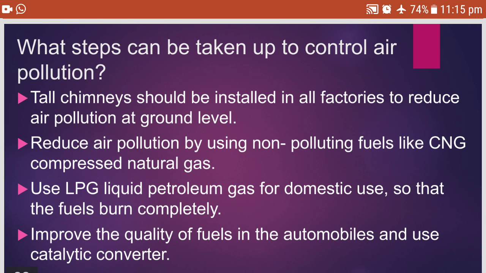Now coming next, a very important point, how can we control air pollution? Yes, the steps taken to control air pollution are as follows. Tall chimneys should be installed in all the factories to reduce air pollution at ground level. Reduce air pollution by using non-polluting fuels like CNG, compressed natural gas. Use LPG, liquid petroleum gas, for domestic use so that the fuels are burnt completely. And improve the quality of fuels in automobiles and use the catalytic converter.